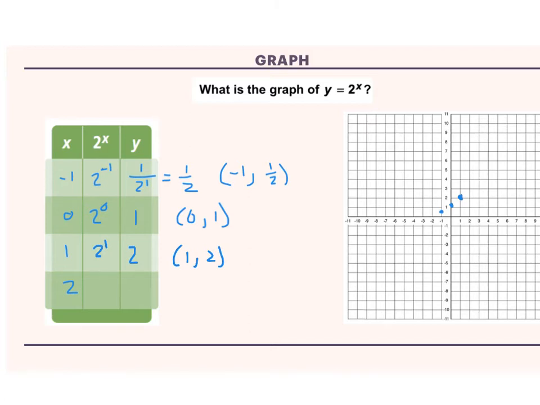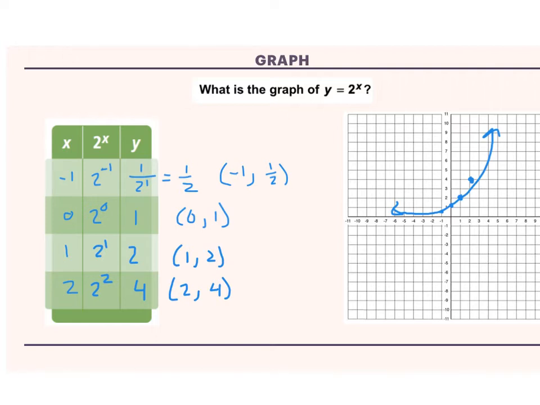And our next point is going to be 2 that we plug in. So we have 2 raised to the 2. This is like saying 2 times 2, and 2 times 2 is 4. So when we plug in 2, we get 4. So we're going to go to the right 2 and up 4. So our graph is going to look like this.